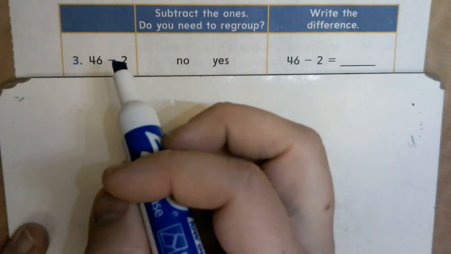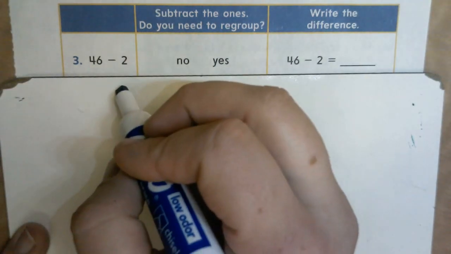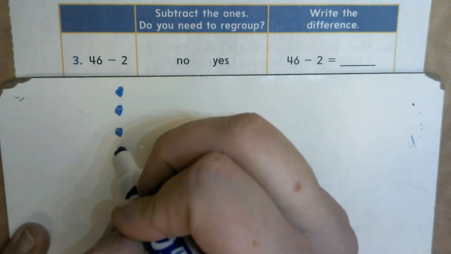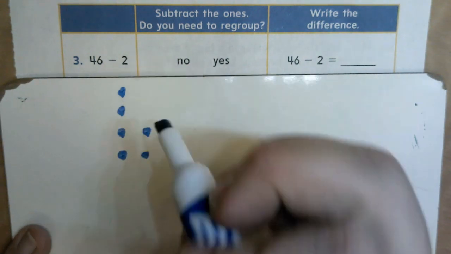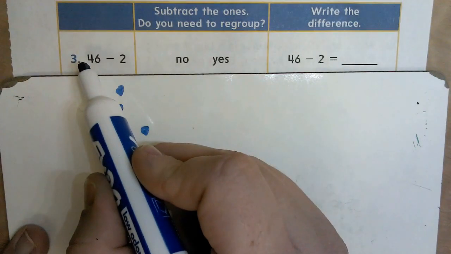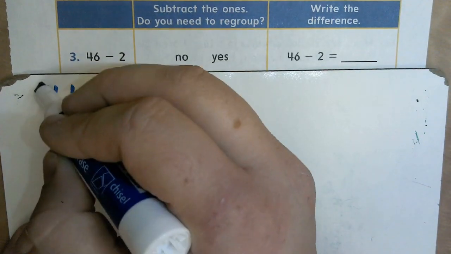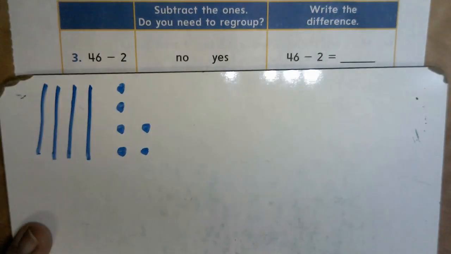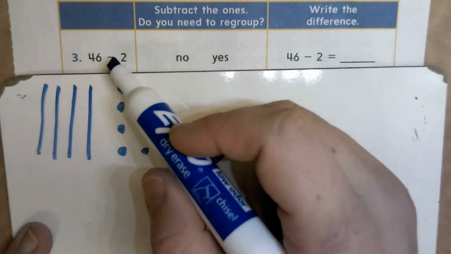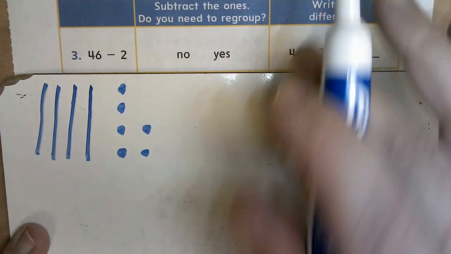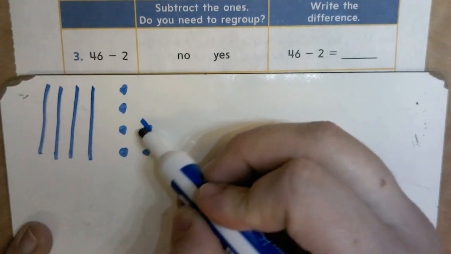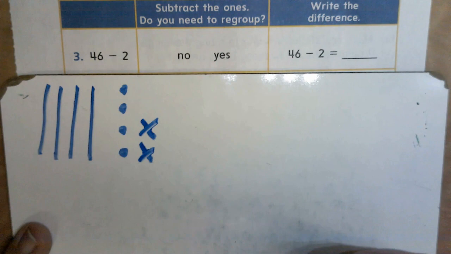So I'm going to go ahead and start off with my 1s. So I've got 6. 1, 2, 3, 4, 5, 6. And then in my tens place, I have a 4. So I need 4 straights. 1, 2, 3, 4. Well, if I have 46, it's asking me to subtract 2. So if I subtract 2, I'm going to take away 1, 2.